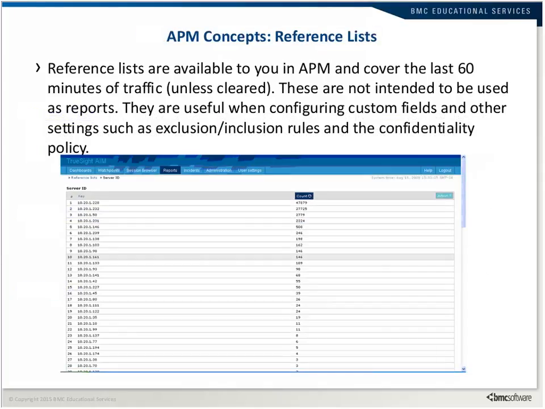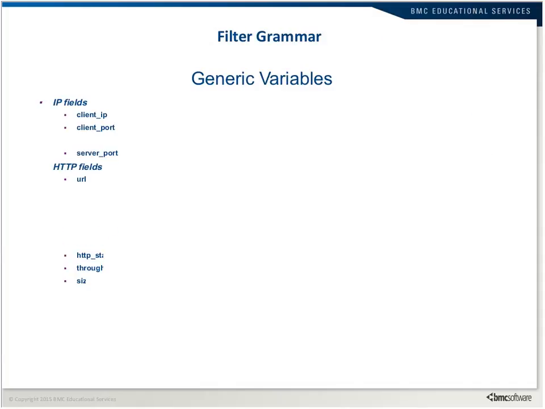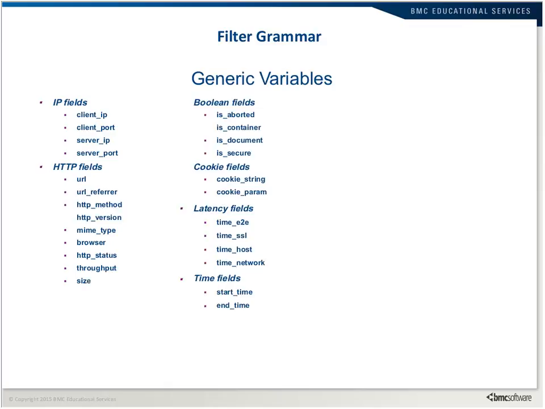Reference list, well, I would like to say it's a dumb RAM counter. It's more than that, but it's just a way of seeing what we're seeing. I could run a reference on server ID, and there are all my server IDs, which look like server IPs, and how often they showed up. So this is to show us what's on the wire. And here's all the variables. I'm not going to talk about all this stuff because you can read it.